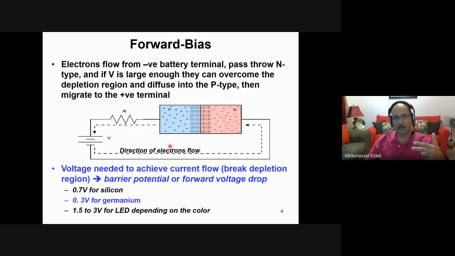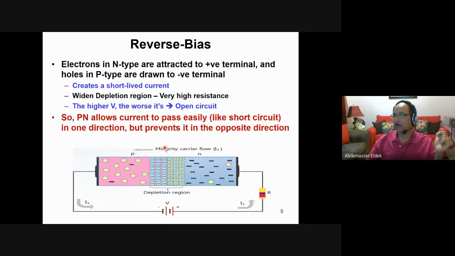But if we reverse it, we call it a reverse bias. And what do we expect? We expect that we have an open circuit instead of a short circuit. Imagine that we have the positive connected to the negative side and the negative connected to the positive side. Initially, some holes will move toward the negative, and also some electrons will move to the positive. This will create some initial current, just a temporary current. This is a very small current, and then after that it will disappear.